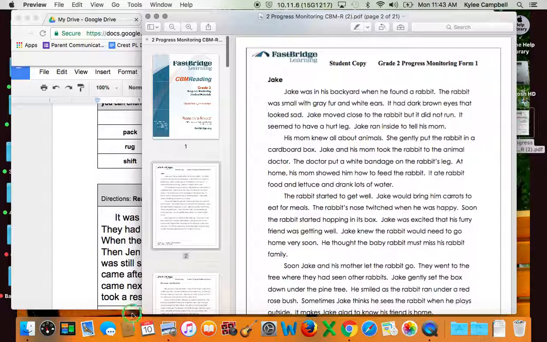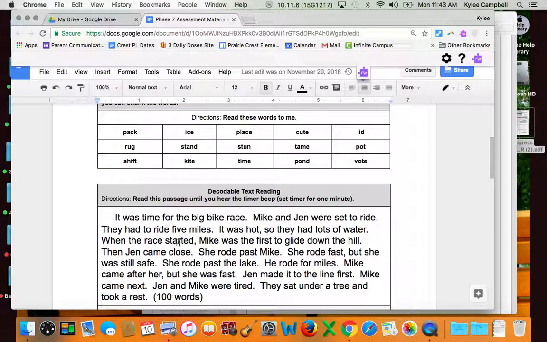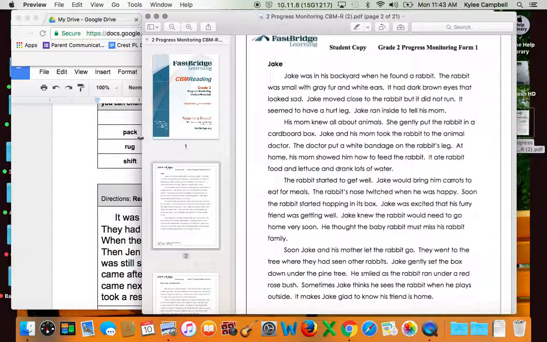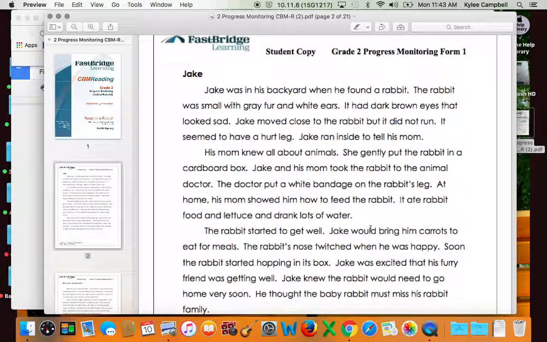Some of you may be giving fluency passages for students, very similar to the phase assessment if you were to read a decodable passage. For the fluency passage, we will just have the students read through the passage for a minute, marking where they left off and how many correct words per minute they read, and then noting any miscues or errors along the way. For example, if they were reading this sentence and the student were to read, "Jake were in his backyard," we would cross out the word "was" and change it to "were."